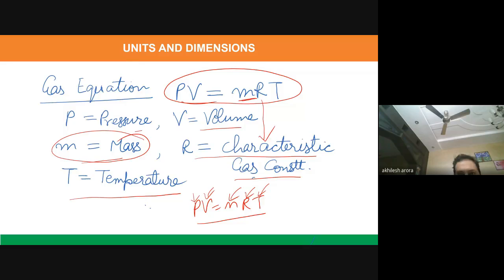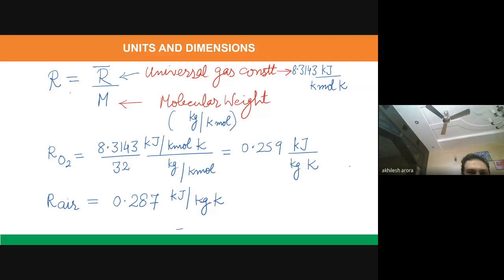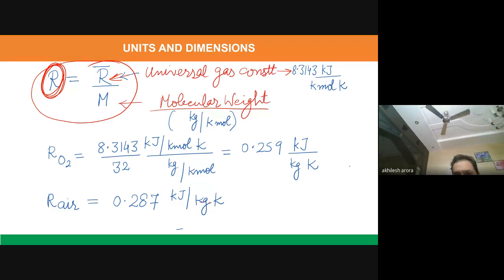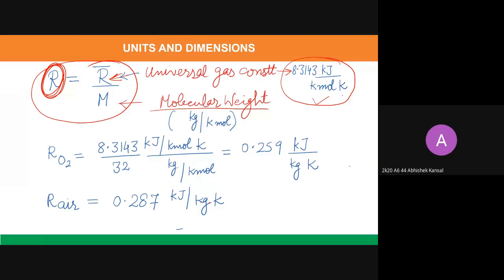And what is the relationship between the universal and characteristic gas constant? This is the value of the universal gas constant. This is the universal gas constant divided by the molecular weight. You will get the value of the characteristic gas constant R here. So you know the value of the universal gas constant, it is 8.3143 kilojoules per kilomole per Kelvin.